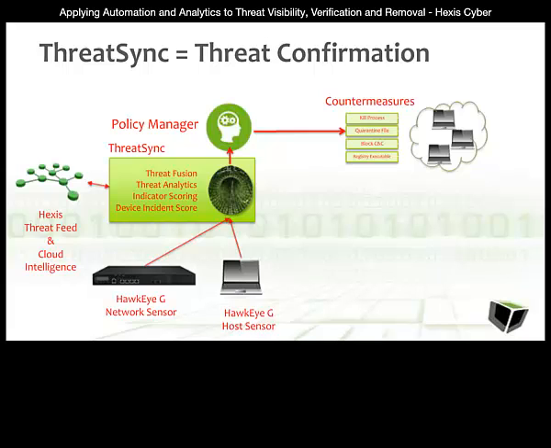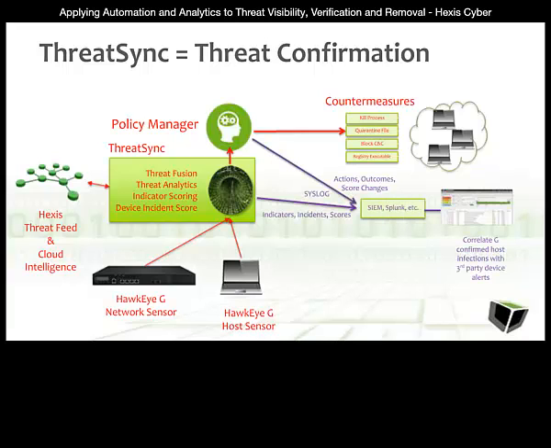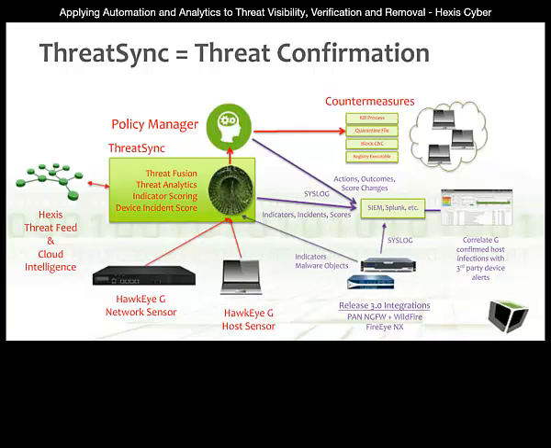With syslog, we send all that information out, indicators, incidents, new scores, score changes, into your SIEM or into your Splunk infrastructure so you can confirm what we see with your third-party devices. So you don't have to integrate it exactly. You can see it here. Now, in 3.0 for HawkEye G, if you do have Palo Alto Networks Firewall, Wildfire, or FireEye NX, we can take those objects in directly into our ThreatSync model, correlate those with what we've seen on the endpoint, and execute countermeasures and remediation automatically through the platform or machine guided. So that is the data flow there.